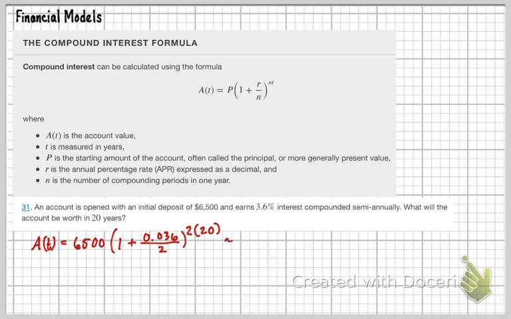So this is going to be approximately $13,268 and 58.09, which, if we're talking money here, is going to be $13,268.58. So there's our answer for this problem here. So just follow the formula.